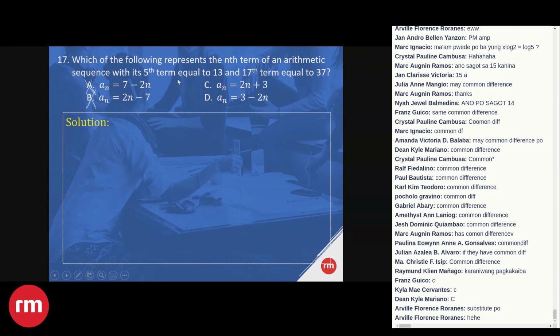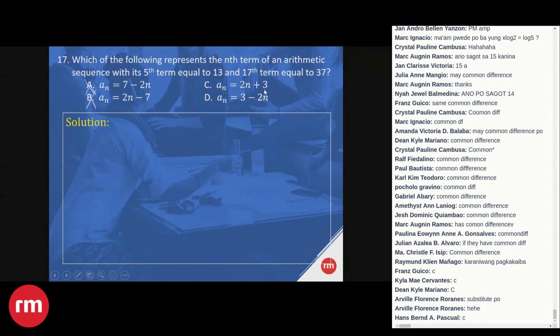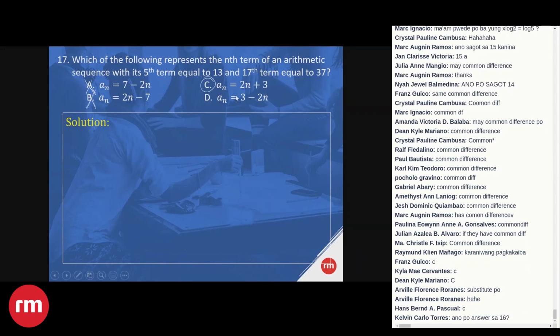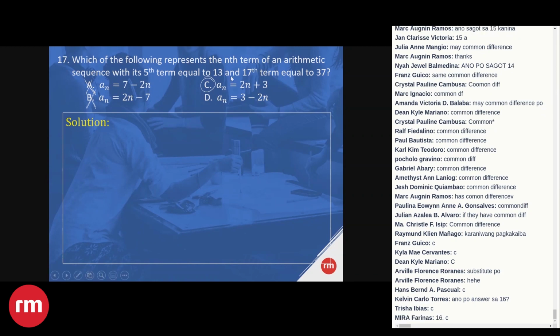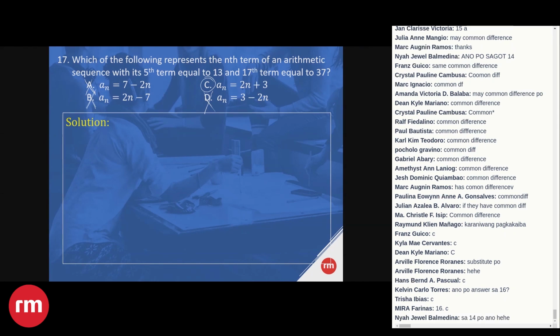Yung letter C, kapag si n ay 5, ang A sub 5 ay 13. So baka si C yung sagot. And for letter D, if n is 5, A sub n is equal to 3 minus 10, that's negative 7. So hindi rin ito. Okay? So that's why this is the fastest way of checking which among your sequences will satisfy the given information. So only letter C will give you the 5th term equal to 13.